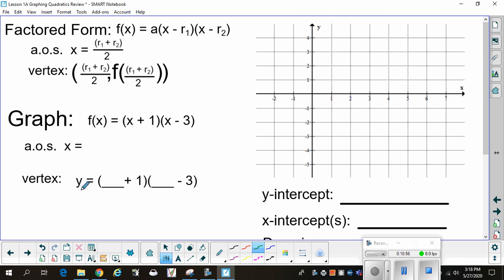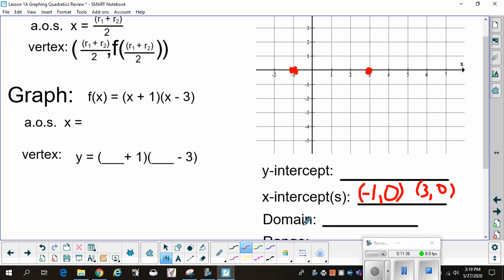Finally, we've got graphing from the factored form. Okay? Graphing from the factored form, we've got x plus 1, x minus 3. This tells me that at negative 1 and positive 3, I have x-intercepts. That's where the factored form is helpful. So I've got negative 1, 0, and 3, 0.